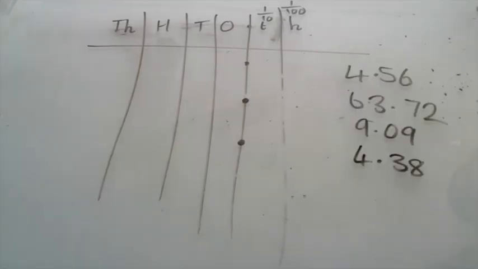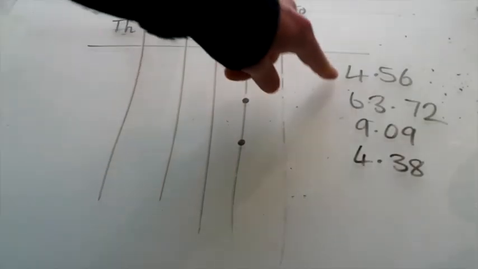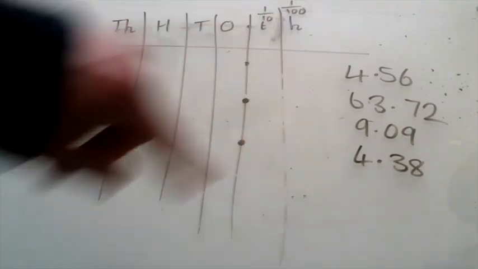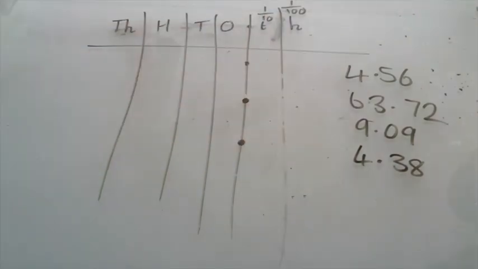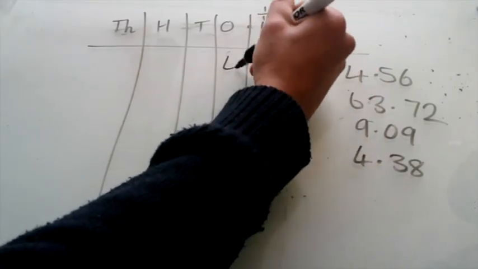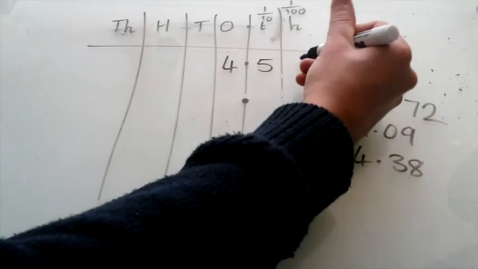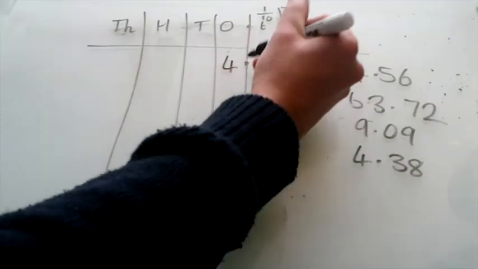A little activity for you to have a go at. We've got 4.56, 63.72, 9.09 and 4.38. I want you to have a go on a piece of paper at drawing a place value grid and putting these numbers in the correct area, so each digit has the correct place value. Let's have a look at the first one then. We've got 4 in the ones column, 5 in the tenths column, and 6 in the hundredths column. So it should look like that.